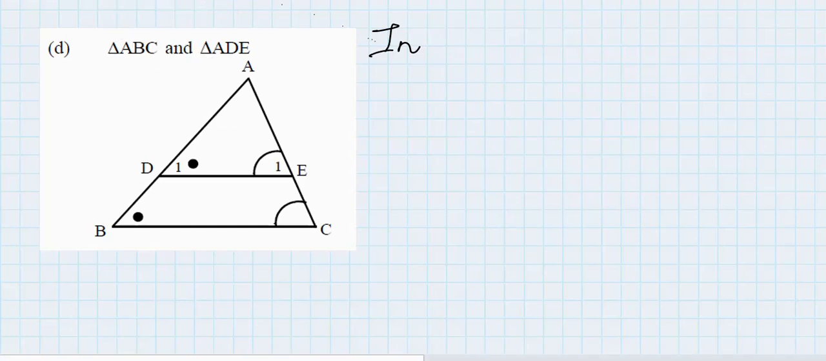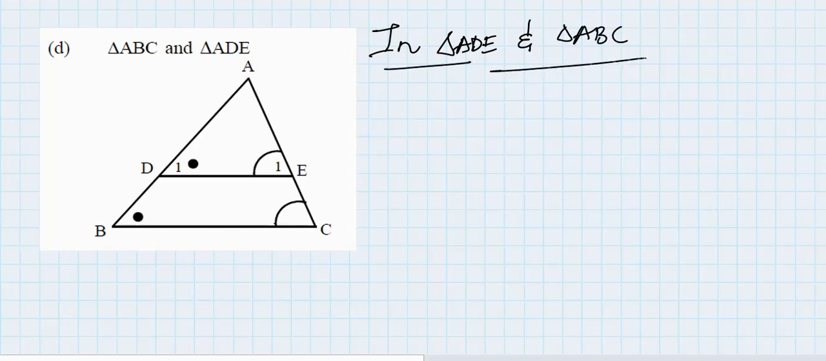So now, what is the smaller triangle? It is triangle ADE. And what is the bigger triangle? ABC. So I'm going to say triangle ABC. So you first start by mentioning your triangles. After that, you give me the things that are the same.